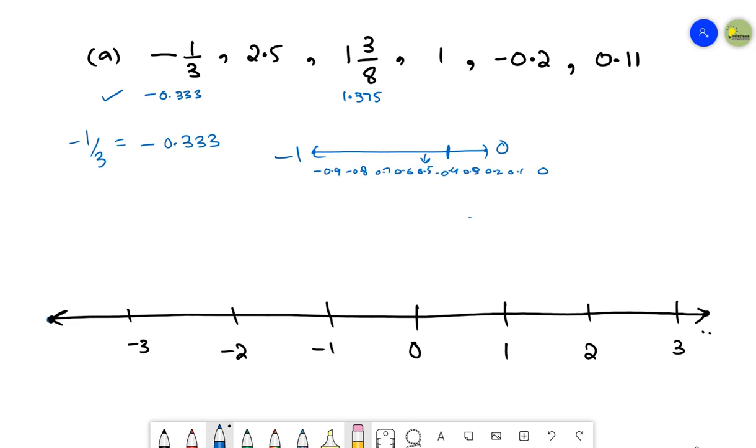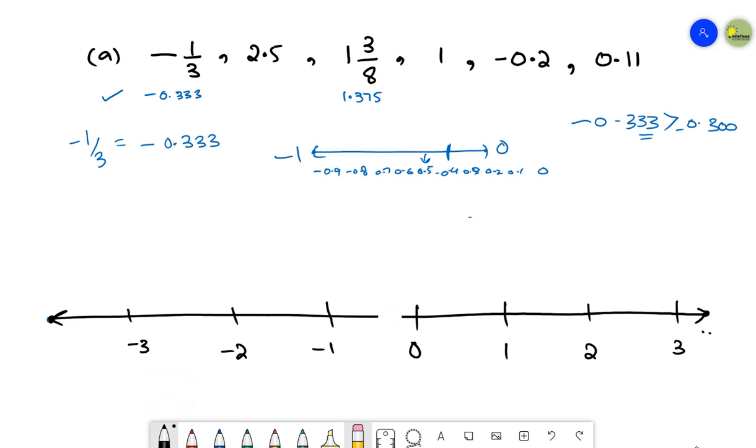And we know that minus 0.333 is slightly greater than 0.3. Why? Because it has 333 and so on, whereas minus 0.3 has 0. So if minus 0.3 is somewhere over here, then minus 0.33 is going to be slightly closer to it on the left hand side. It is going to be left.